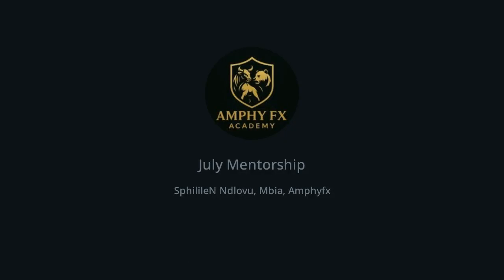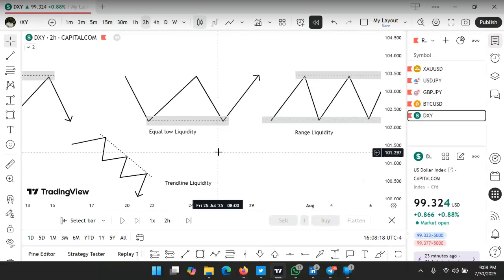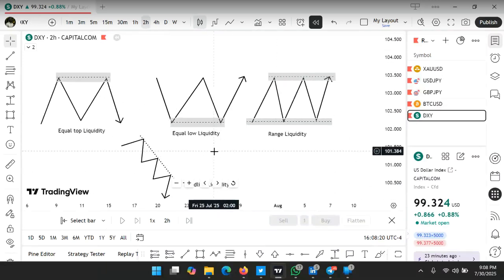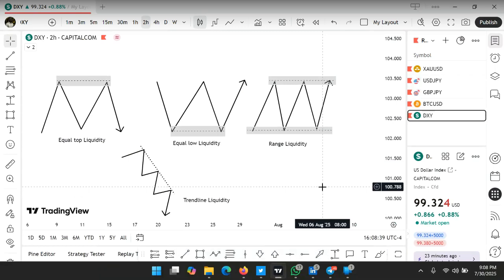So today I'll be talking about liquidity. So what is liquidity? Basically, liquidity is the flow of money, where there is money or where money is sitting in the market. In layman's terms, liquidity means the flow of money in the market, where there is money. The basic term for liquidity is the flow of money, or wherever there is money.